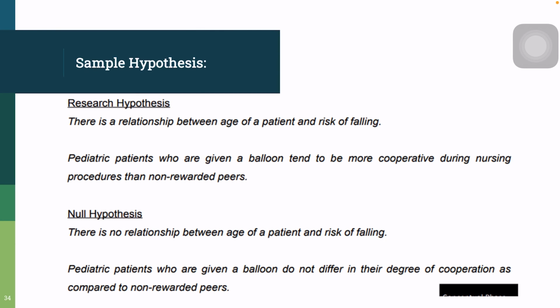So we have sample hypotheses here. For research hypothesis: there is a relationship between age of patient and risk for falling. Another example would be pediatric patients who are given a balloon tend to be more cooperative during nursing procedures than non-rewarded peers. The null hypothesis, on the other hand, would state that there is no relationship between age of patient and risk of falling, and that pediatric patients who are given a balloon do not differ in their degree of cooperation as compared to their non-rewarded peers.